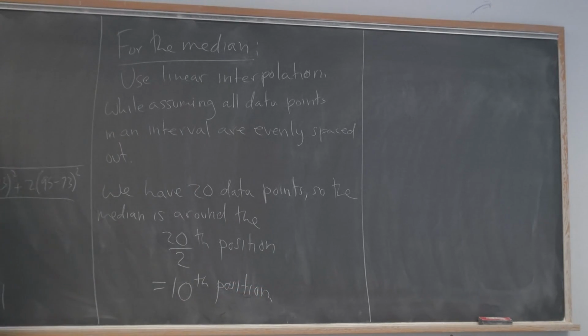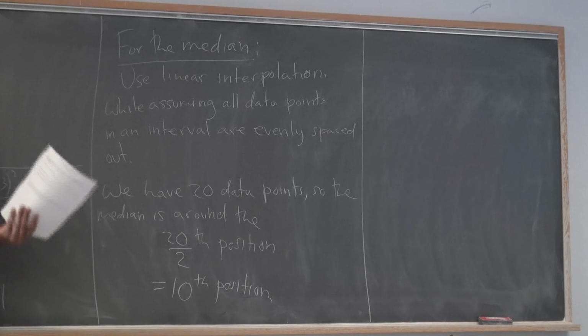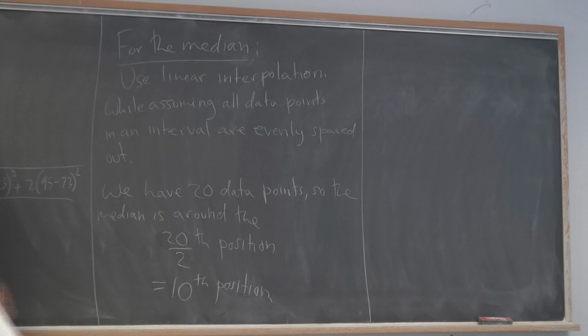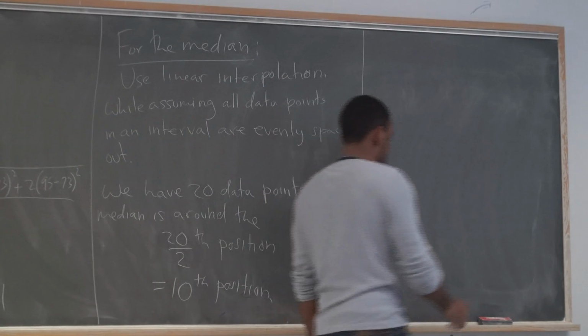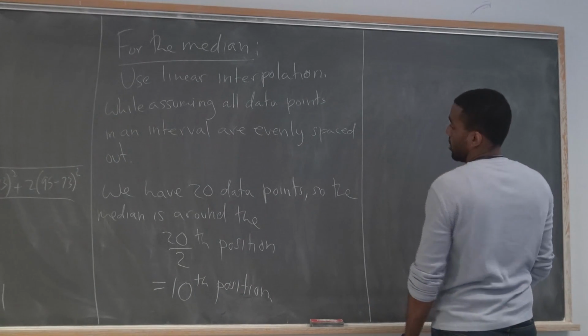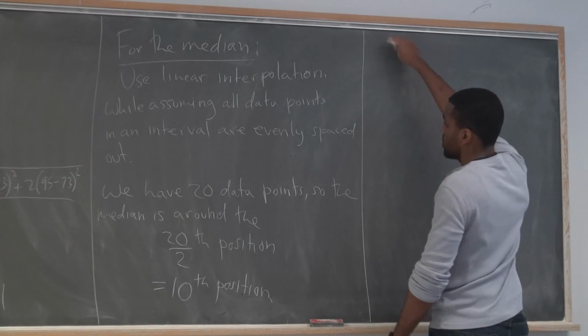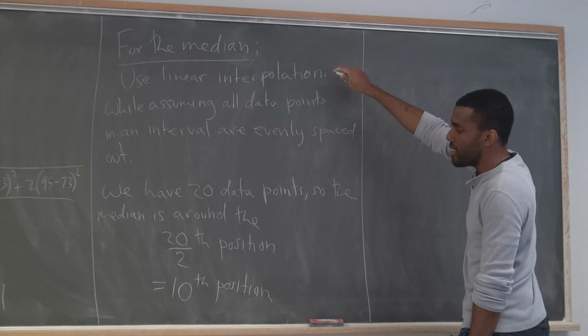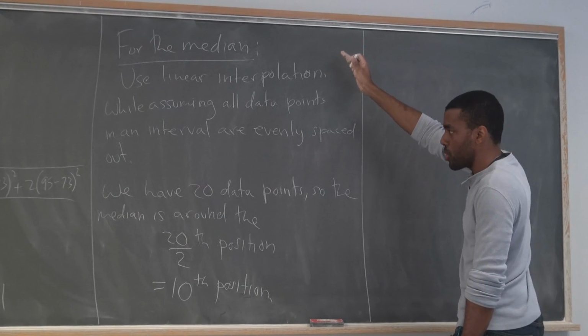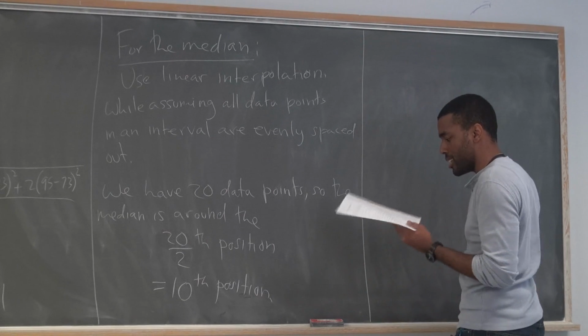Now technically I know it's an even number of data points, so it really should be the average of the 10th and the 11th position, but it's an estimate, right? Just divide it by 2, that's the position we're after. So we basically want to figure out what's the 10th number, right? That's sort of what we want to approximate. What is the 10th number of this data set?